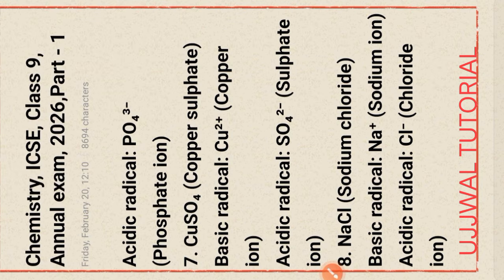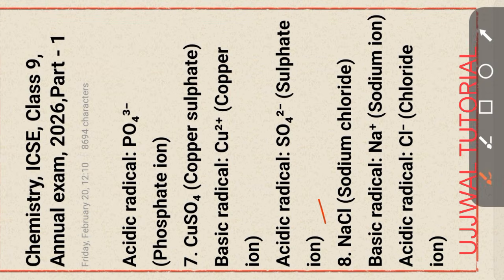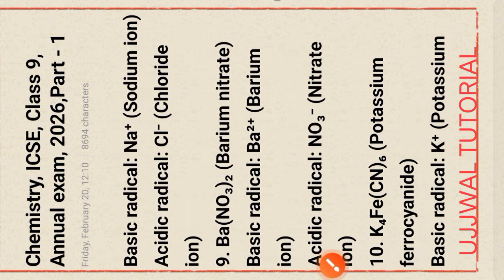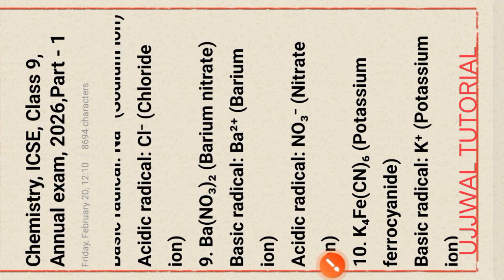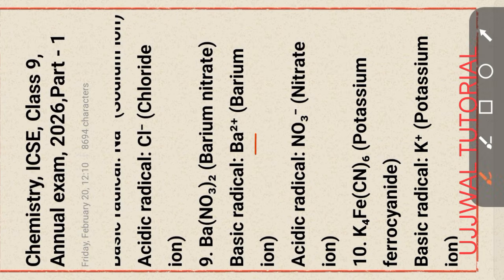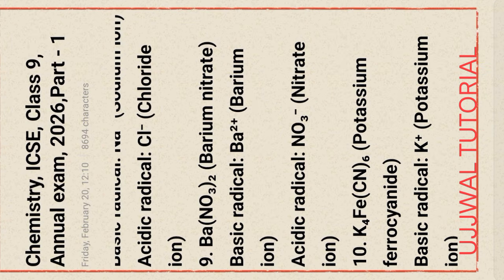2-, sulfate ion. Okay, sodium chloride: the basic radical is sodium ion and the acid radical is chloride ion. Next, Ba(NO3)2, barium nitrate. The basic radical is Ba2+ and the acid radical is NO3-, nitrate ion.